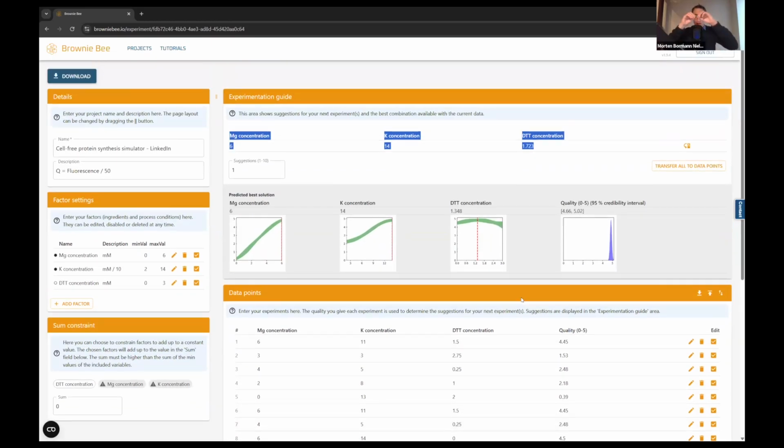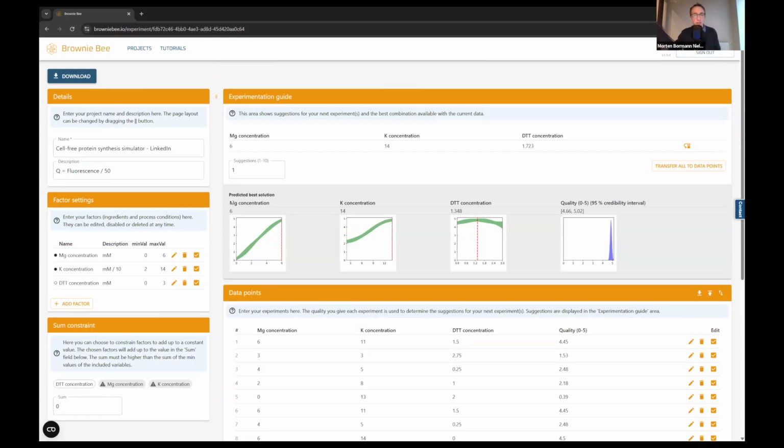The initial data points that it suggests are just spread out across the space, but now we are actually building the suggestion upon the information we have. And Brownie Bee also provides information on, if I were to stop right now, what settings should I report to my project manager as the suggestion for the thing to use?